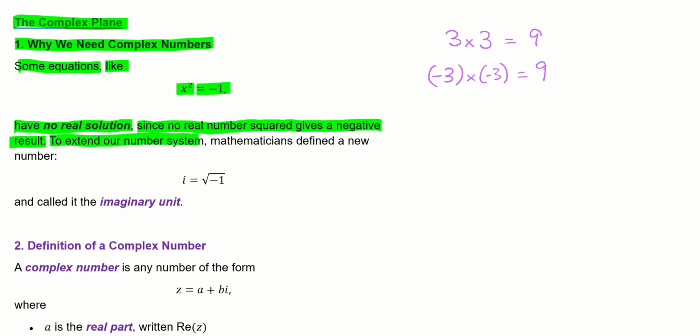To extend our number system, mathematicians defined a new number. They called it i, and it's equal to the square root of -1. Therefore, i squared is -1. So we have something which, when multiplied by itself, gives a negative result. We call it the imaginary unit.